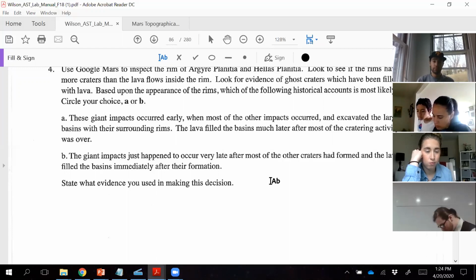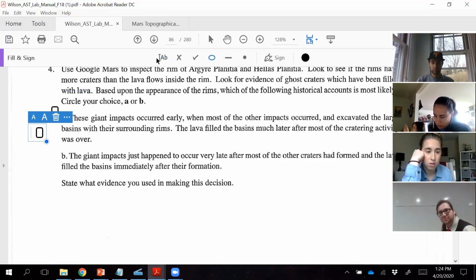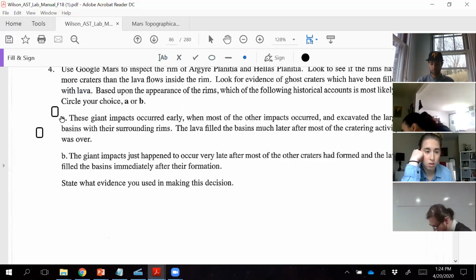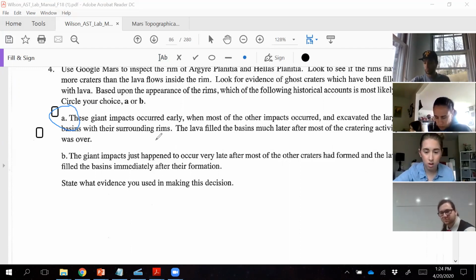I think A makes more sense. I'm sorry, Tony, could you say that again? I would say A makes more sense because giant impacts are probably going to occur in heavy bombardment. Okay, just say that one more time for me, because the giant impacts are what? Giant impacts are most likely going to occur in heavy bombardment, I think. Yeah. But we need some evidence, right? And I agree with you that A is the correct answer, so we'll circle that one.